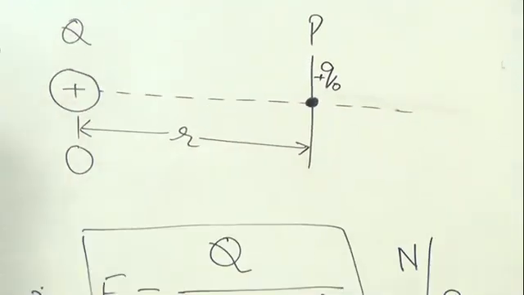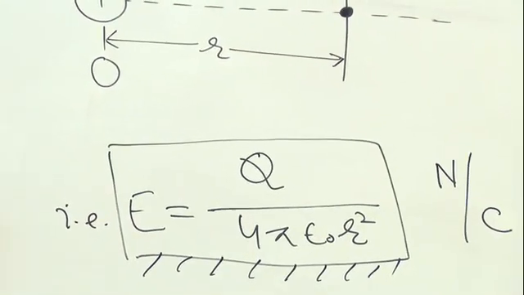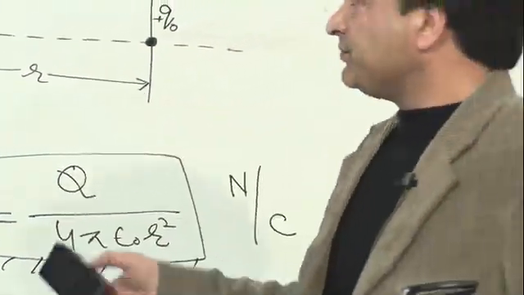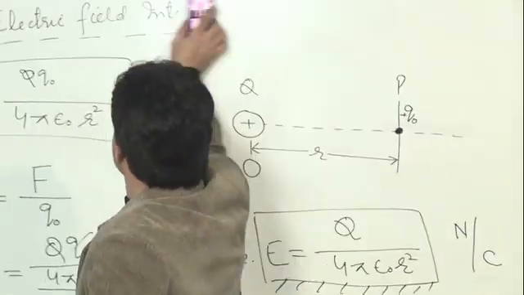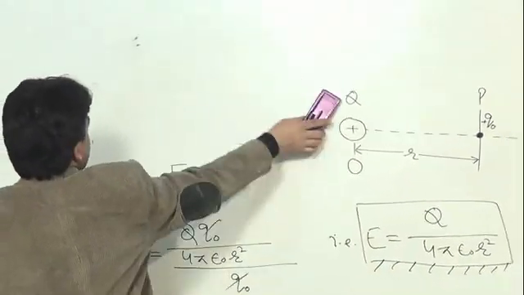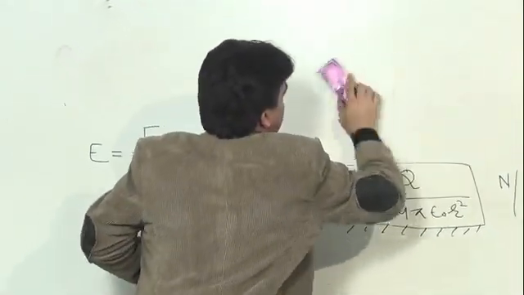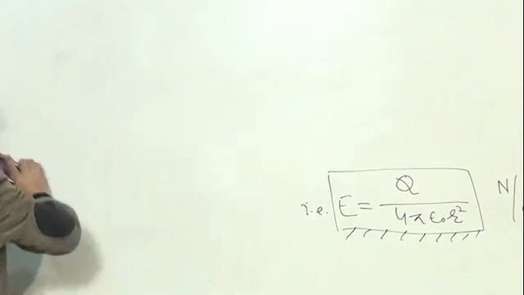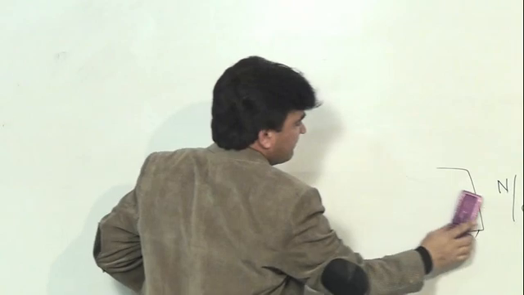Now we will derive the expression for electric field intensity due to electric dipole. First, in order to derive the expression for electric field intensity due to electric dipole, we must know what the electric dipole is and what its electric dipole moment is.